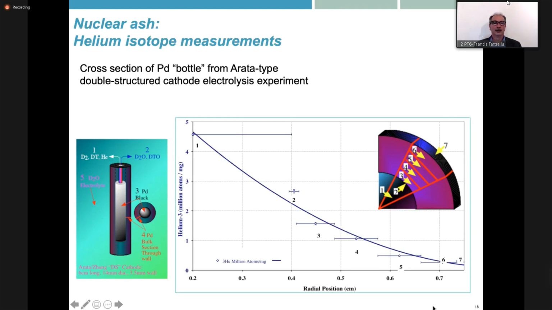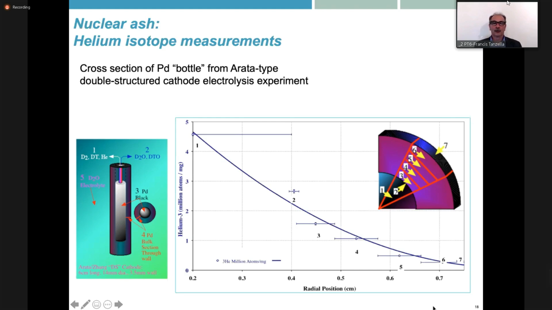Slicing up the wall as illustrated in the cartoon, they created a depth profile of helium-3 from the inner wall to the outer wall of the cathodes from both experiments. The results from the D2O experiment showed that the tritium produced in the inside diffused out, achieving the expected concentration gradient as it decayed to helium-3 along the way.